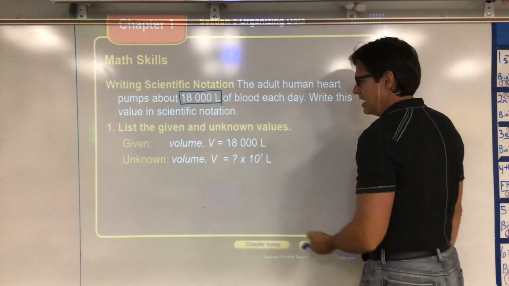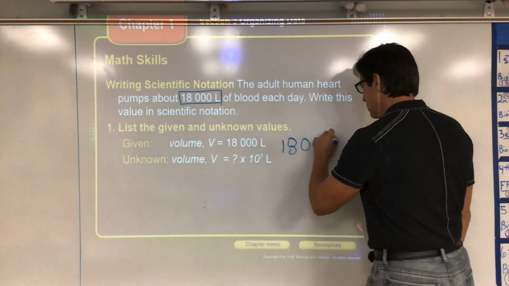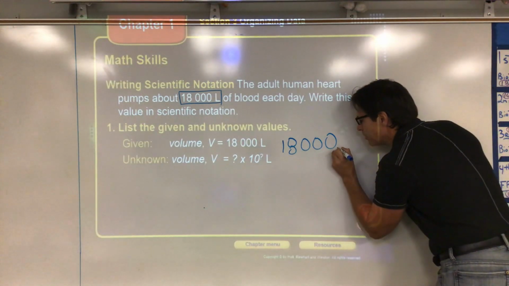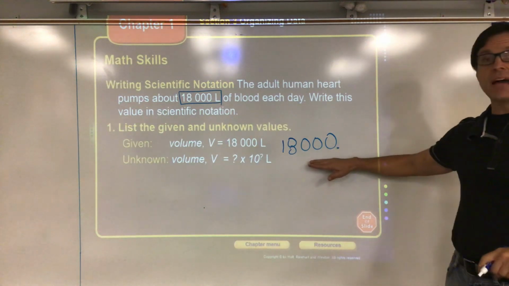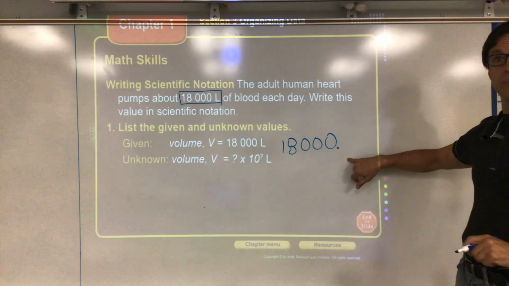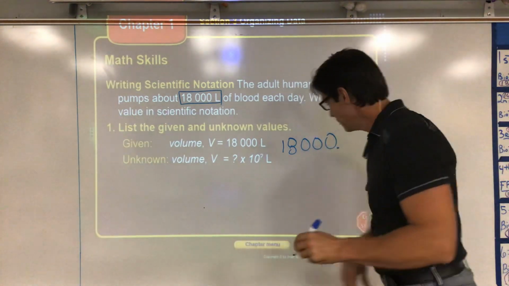So if I have 18,000, I'm just writing it big so you can see it, and it's asking me to put that in scientific notation. If I have my reference point here as my decimal point, putting it there, I'm not changing the value. Think of this as dollars. If I put the decimal point there, that's still 18,000, right? So it wants me to change it to scientific notation.